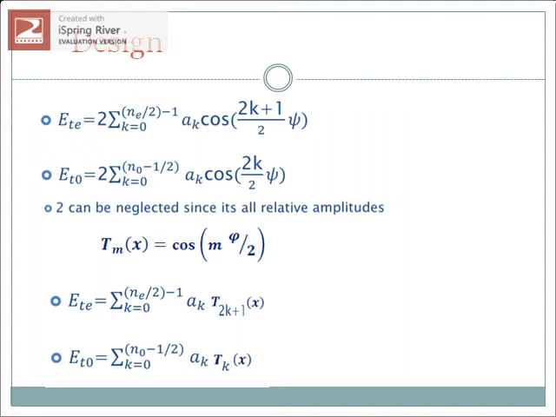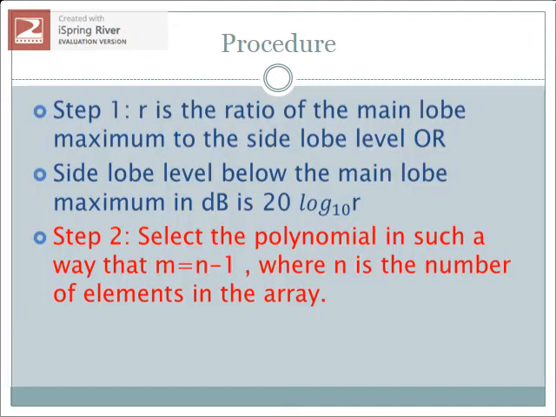In this expression, it is clear that we can neglect the term 2 because we consider the relative amplitude. Then the Tchebyscheff polynomial Tm of x equal to cos m psi by 2. By substituting that in the above expression, we can reduce the expression as the total electric field of an even number of sources, ET equal to summation over K of AK into T 2K plus 1 of x. For an odd number of sources, the total electric field ETO equal to summation over K of AK into TK of x. Next we move on to the design procedure.